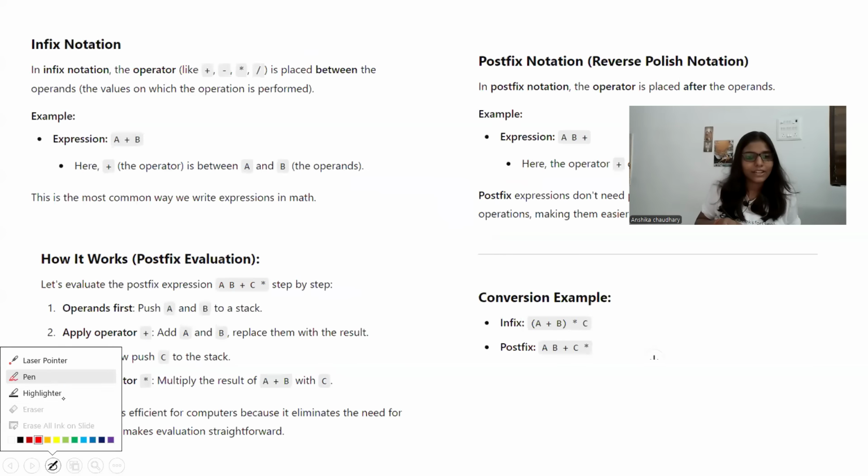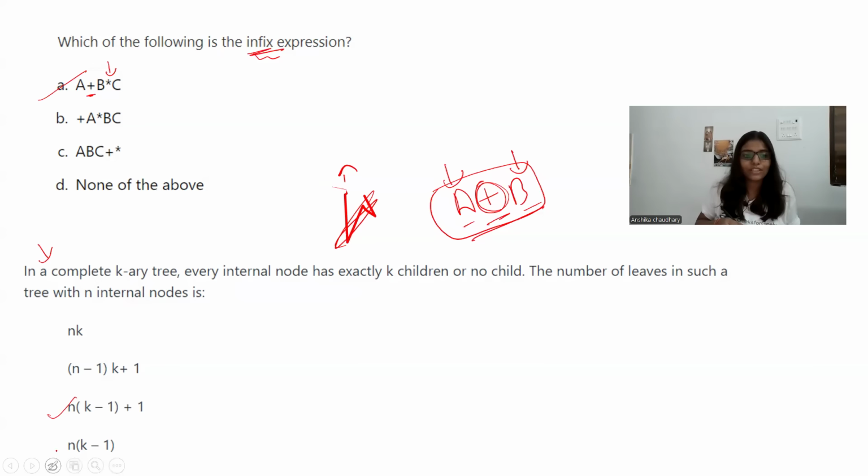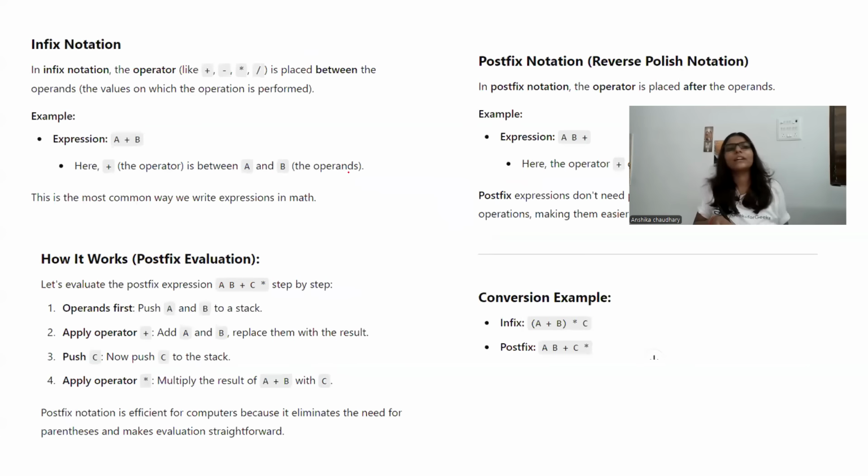Let's move on to the explanation for the infix and postfix part I have discussed just now, right? So there are two types of notations, infix and postfix. In infix notation, the operator like plus, minus, asterisk or divide is placed between the operands, as I told earlier, right? The operands are the values on which the operation is performed. Suppose this is the expression A plus B, the same expression I took coincidentally, right? So here plus is the operator, and A and B are the operands. Okay, so this is infix notation.